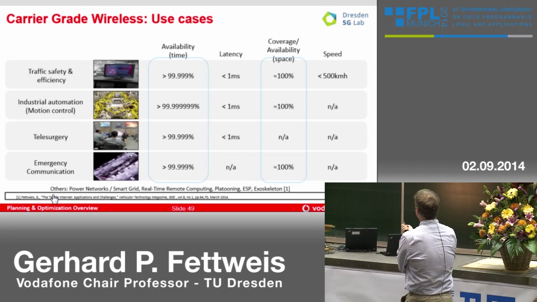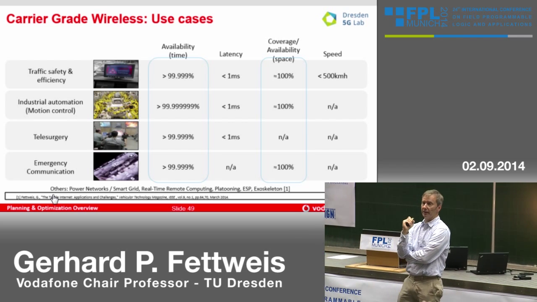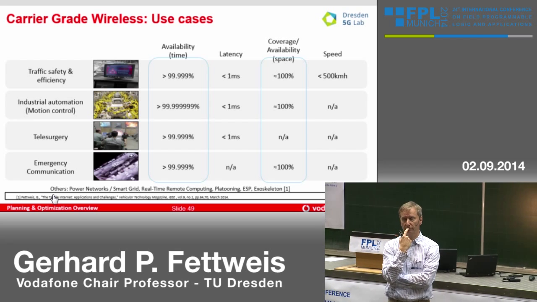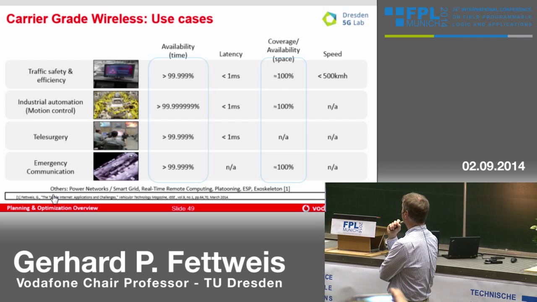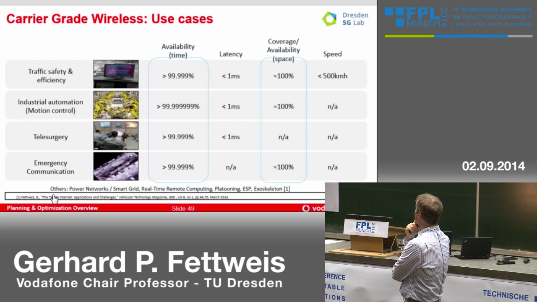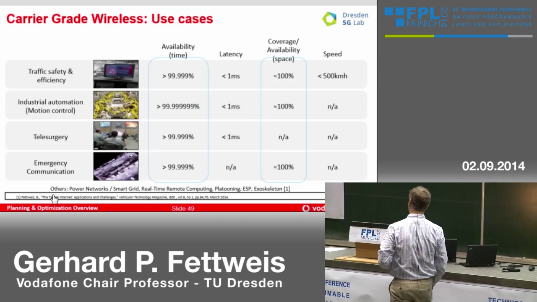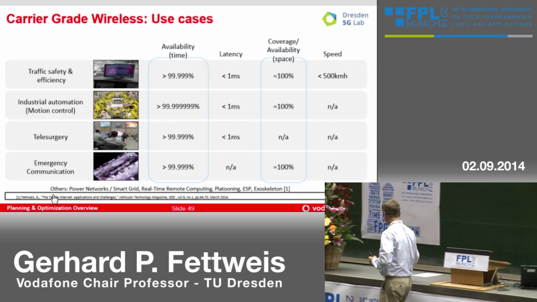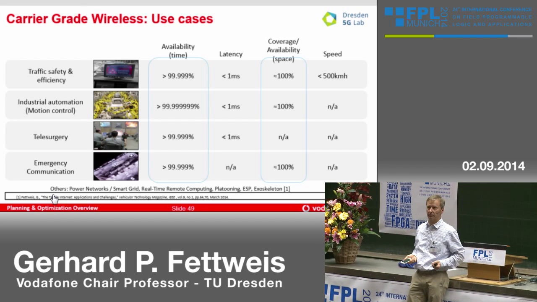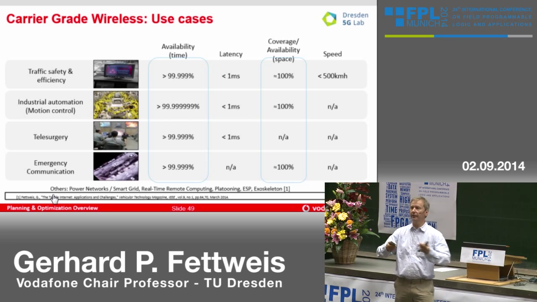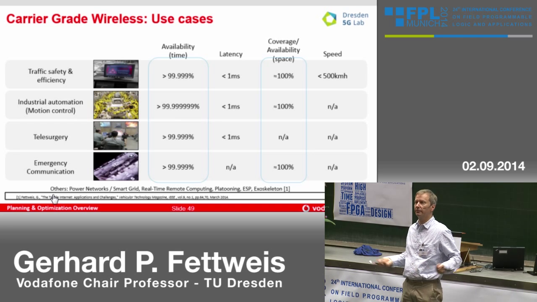So if we look at this, it's a challenge. Industrial automation, these guys want 8 nines, 10 to the minus 8. Telesurgery, 5 nines. Energy communication, smart grid, also 5 nines. Why is that a challenge? Today's wireless systems, if you take your cell phone and actually measure the performance, how often are you connected to the network continuously? There is no continuous connection because there's so-called fading. There's fading on the wireless channel, so that once in a while the reflections that you have lead to a notch and you have no reception.